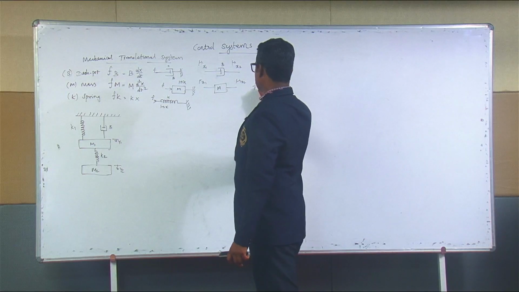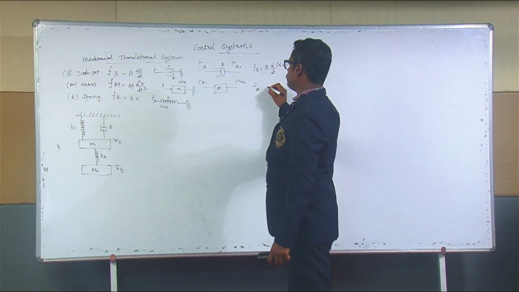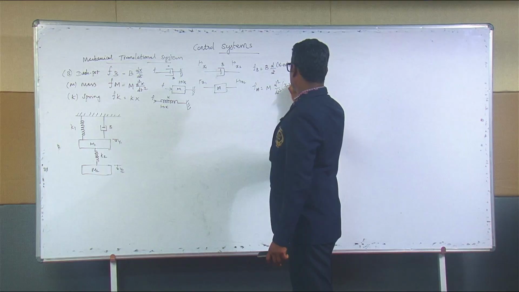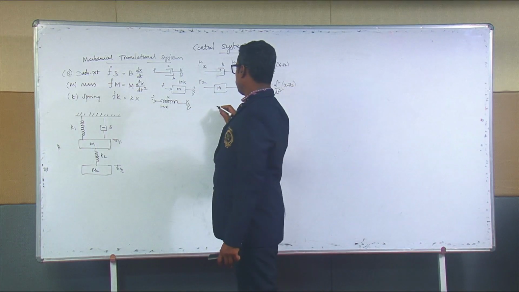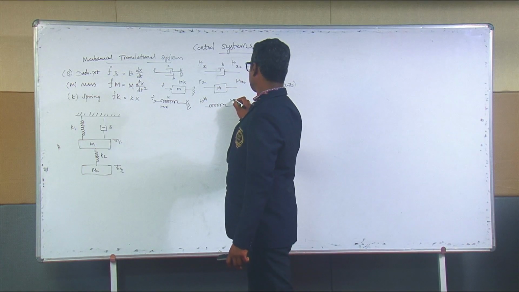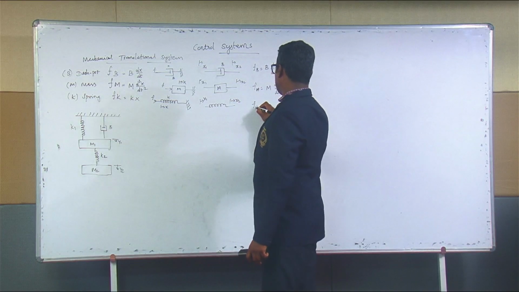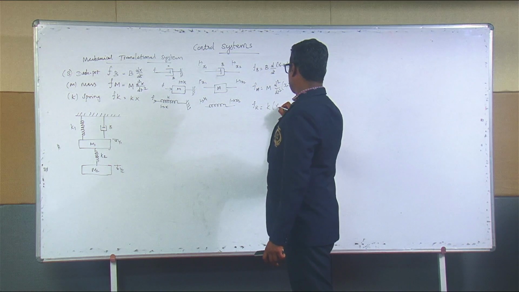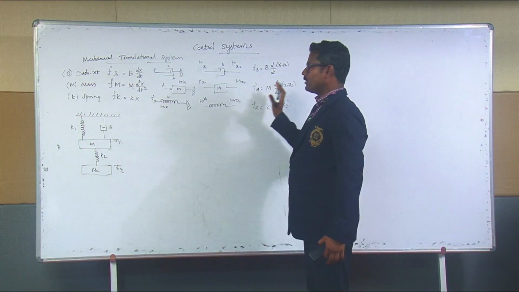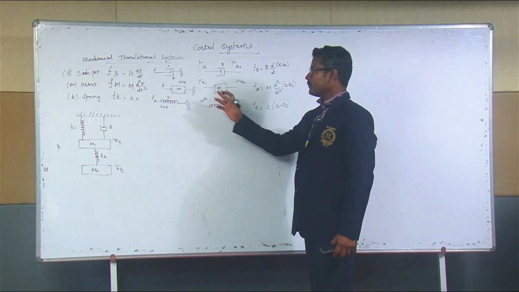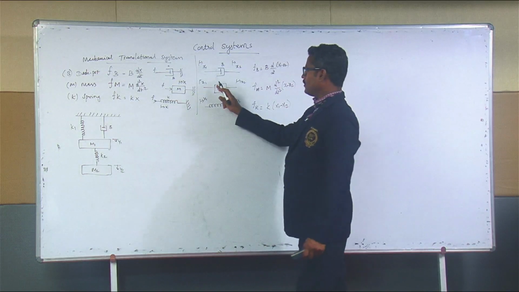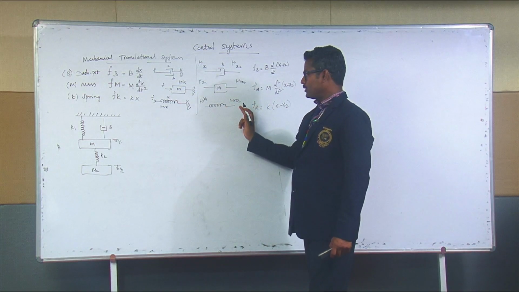then we can write the equation as Fm equal to m into d square by dt square of x1 minus x2. And in the same way, if the spring is connected between the displacements x1 and x2, then Fk equal to k into x1 minus x2. This is the way you can write the equation for all the mechanical elements, with the reference, and in common between two points or two nodes.